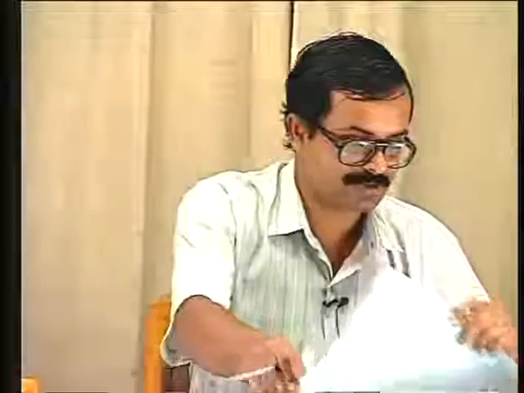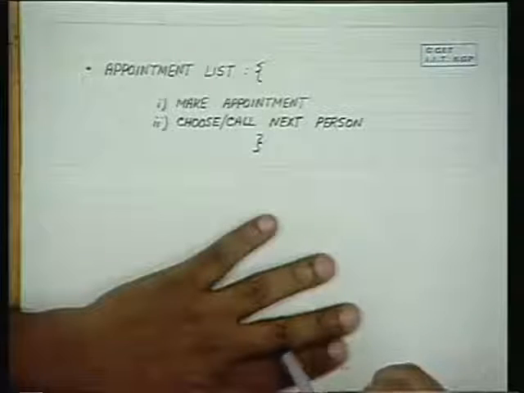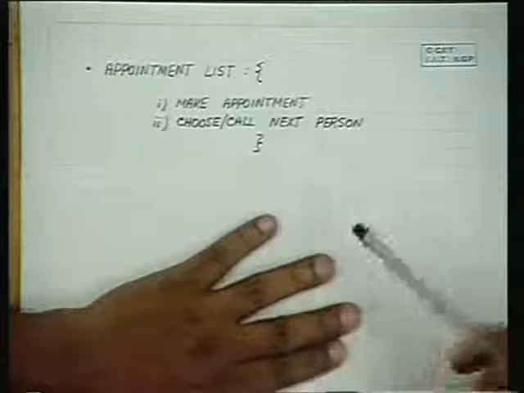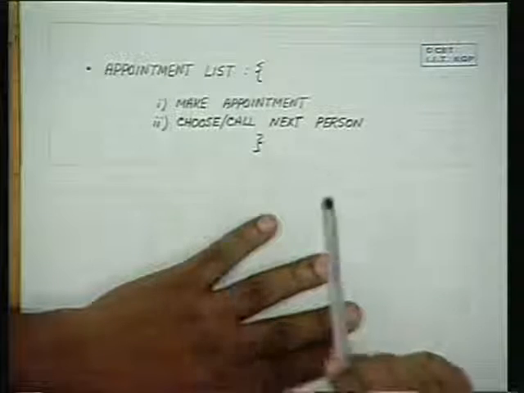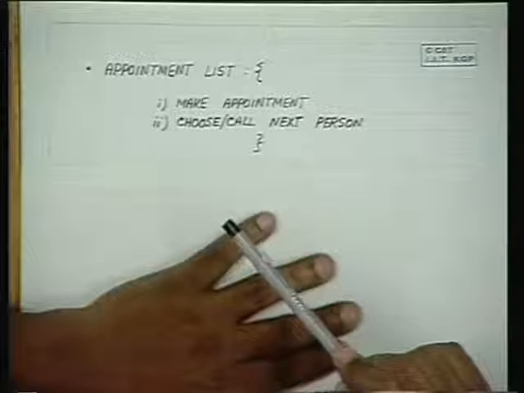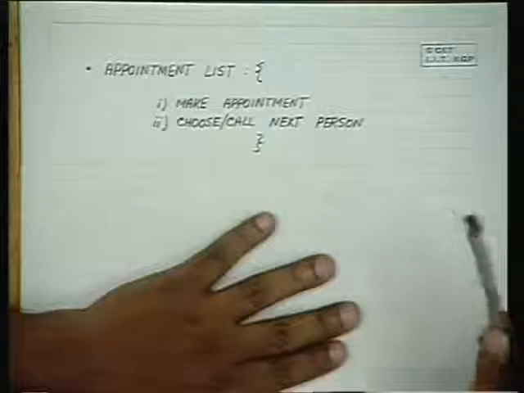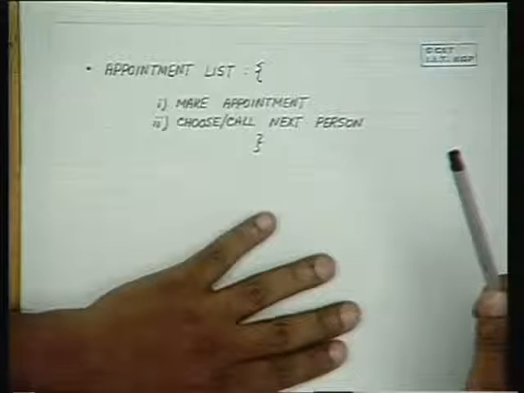Let us see some examples which are slightly different, but they are also in the same mold as data structure. Let us look at a simple doctor's appointment list. In this appointment list, somebody will request an appointment, and the secretary of the doctor will make that appointment. By the normal law of making an appointment, you will be the last person in the appointment list.